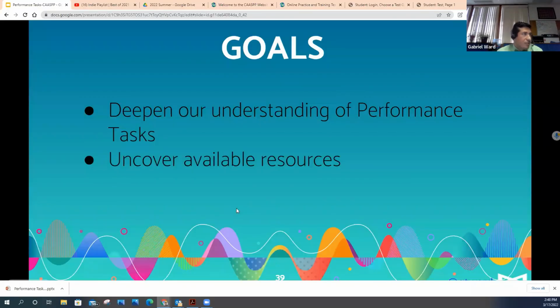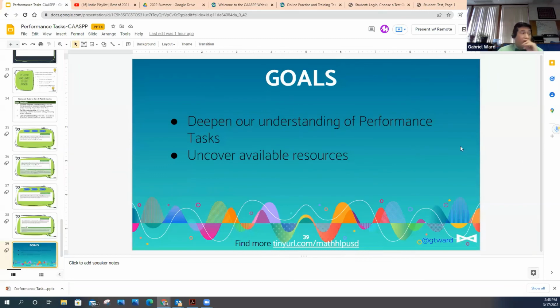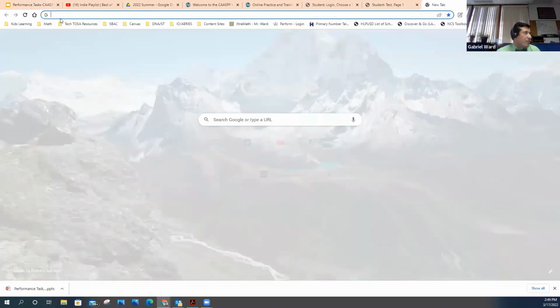I'm going to stop that screen share, or at least exit out of that, and then go real fast to what are some things here, as we wind down, that are also available on the math website. So let me go ahead and click on that. All right, open a new tab a bit faster.